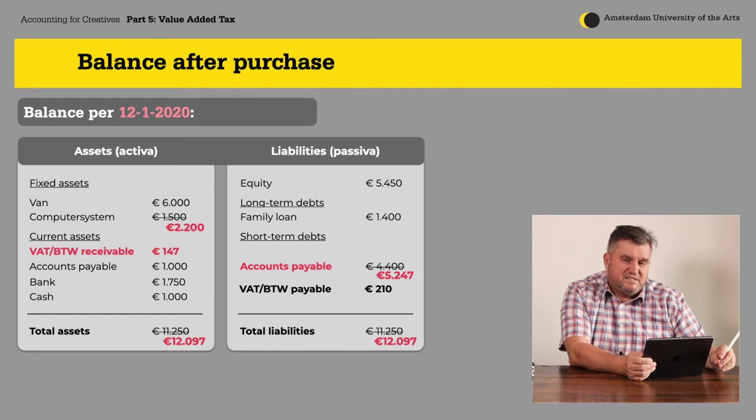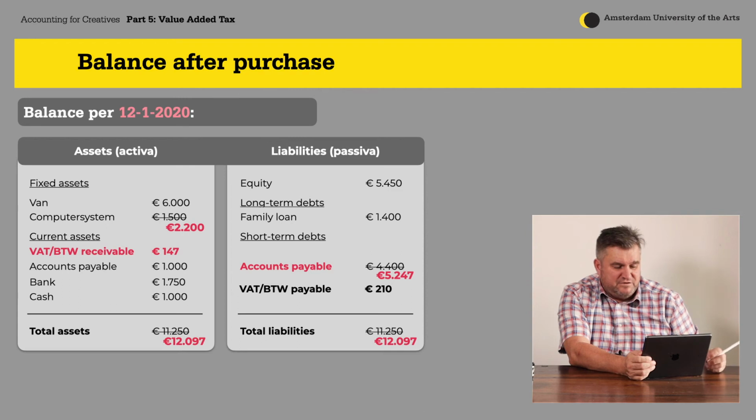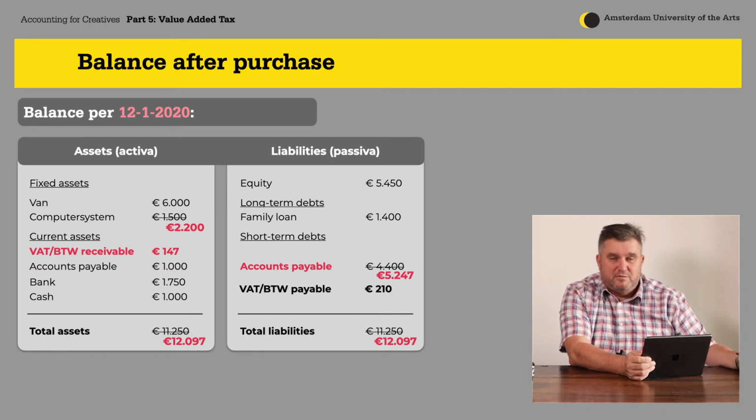That's the price of the printer, excluding the VAT. And the VAT that is being transferred from the Belastingdienst to John is a current asset with the name of VAT receivable for 147 euros. And now John knows that at the end of the quarter, this amount will be refunded from the tax authorities. Of course, the accounts payable is still 5,247. It's the complete amount of the invoice that is added to the accounts payable, the creditors. And the balance is still in balance as usual.